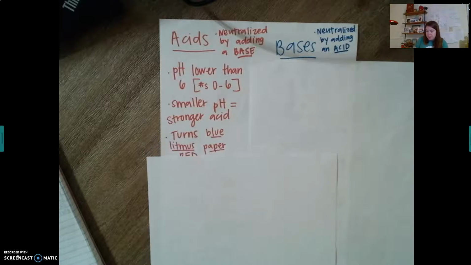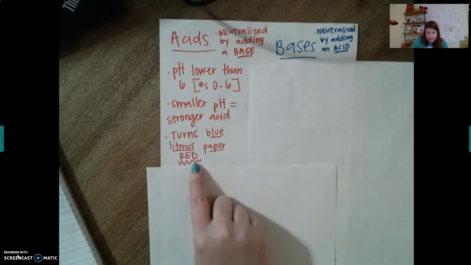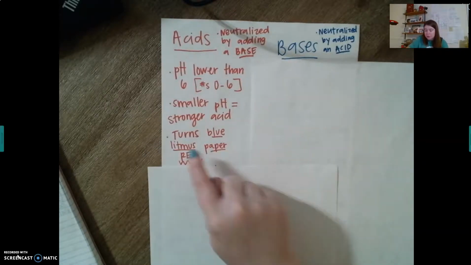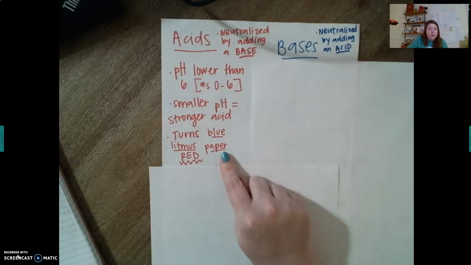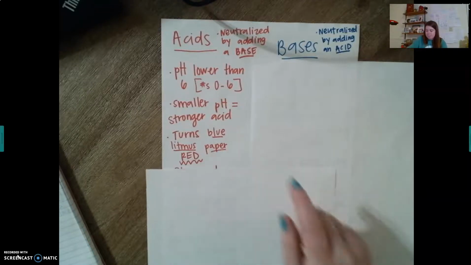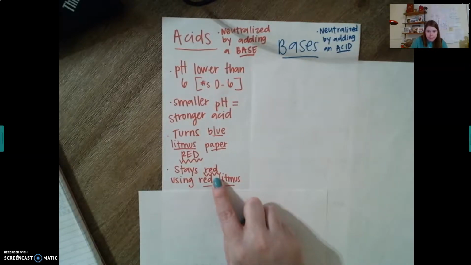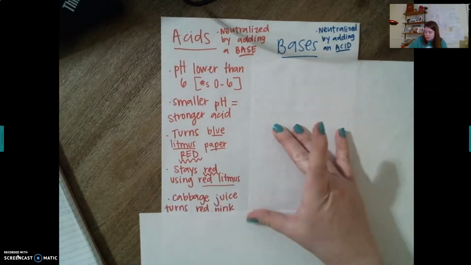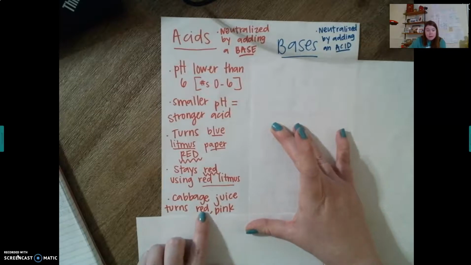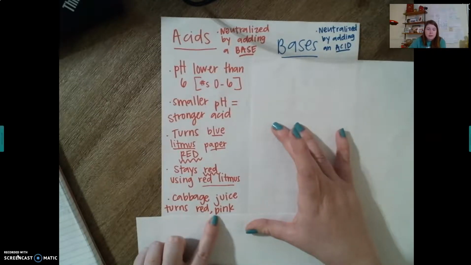It's going to turn red if I dip my blue litmus paper into it. And we're going to notice that consistently acids are going to turn things red or are going to stay red when tested. So when I test it with blue litmus paper, the paper will turn red. When I test it with red litmus paper, the paper stays red. And when I pour cabbage juice into it, it's going to turn red or it's going to turn pink, depending on the acidity of the substance.